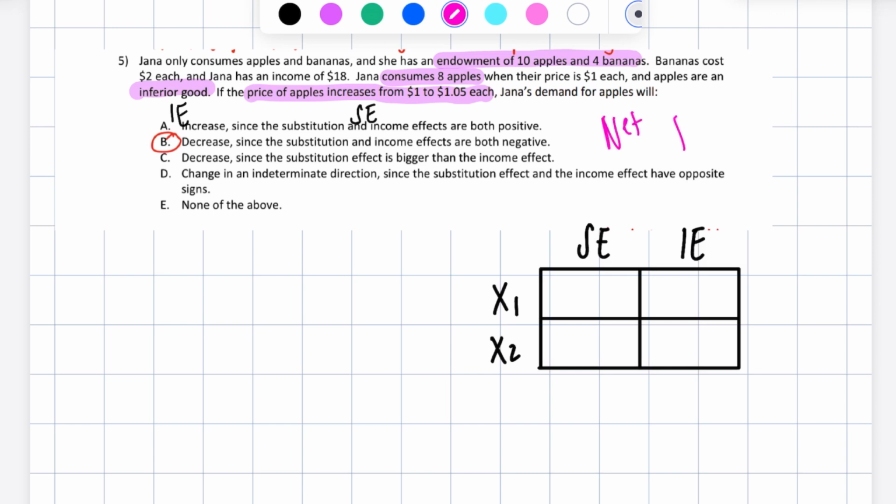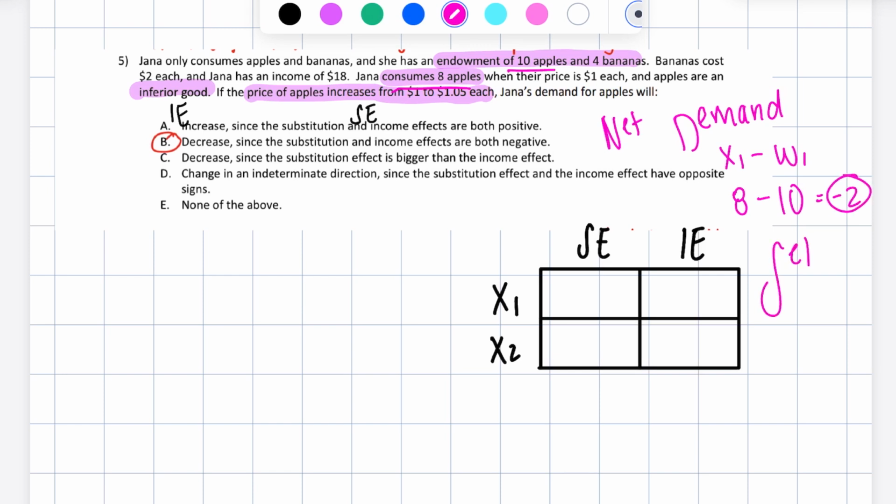So our net demand is going to be that optimal amount of apples minus our endowment. So our optimal amount of apples would be 8. We want to consume 8, but then we have an endowment of 10. And so since we have a negative net demand, we are a seller. We have a couple left over that we can sell.